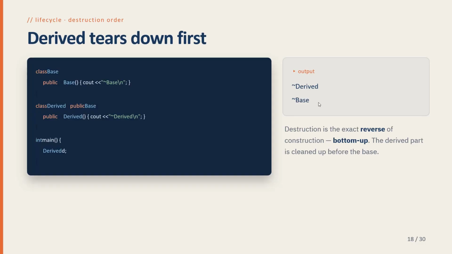So next come the destructors. The order is reversed when the object is destroyed. So during construction, it is base first, then derived. During destruction, it is derived first and then base.